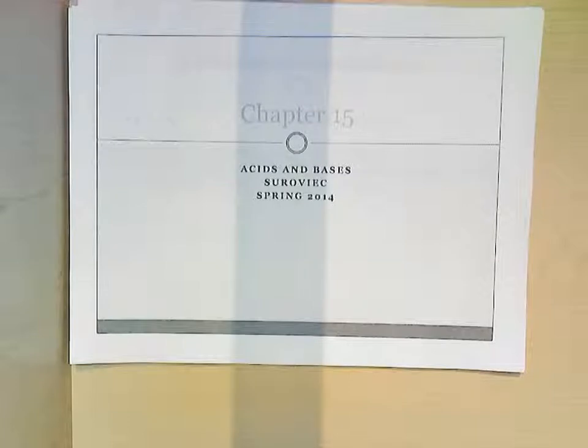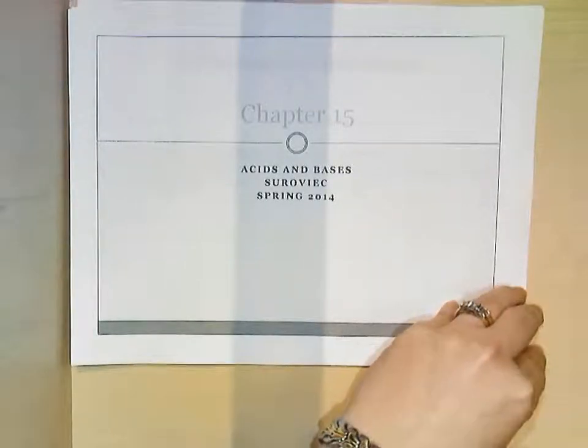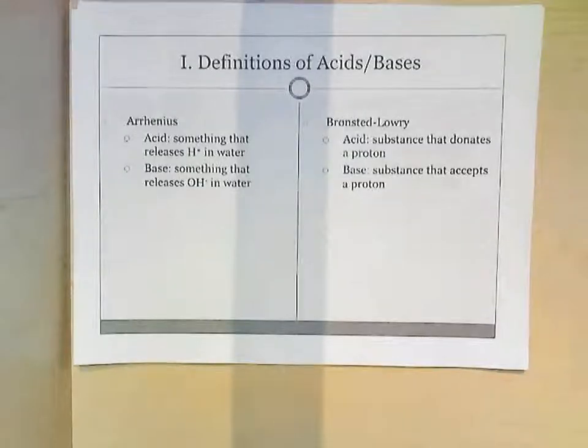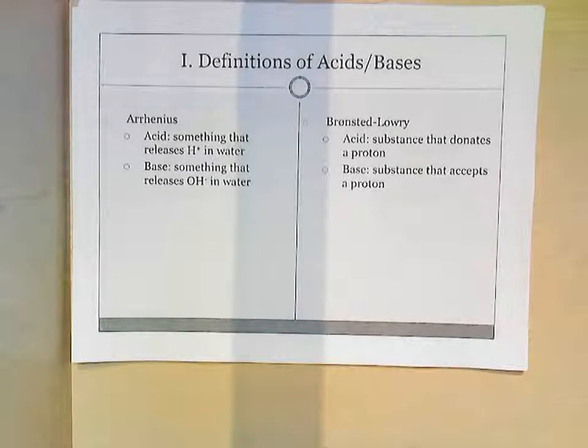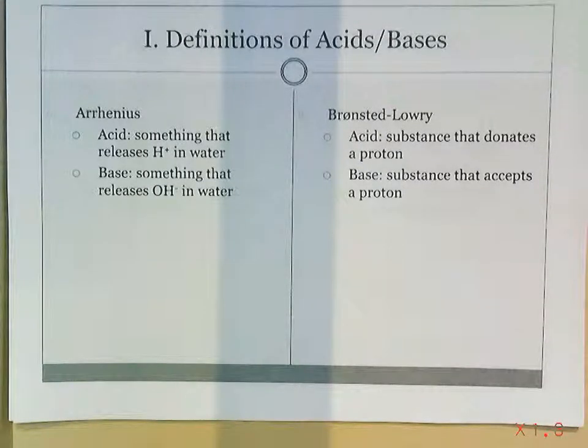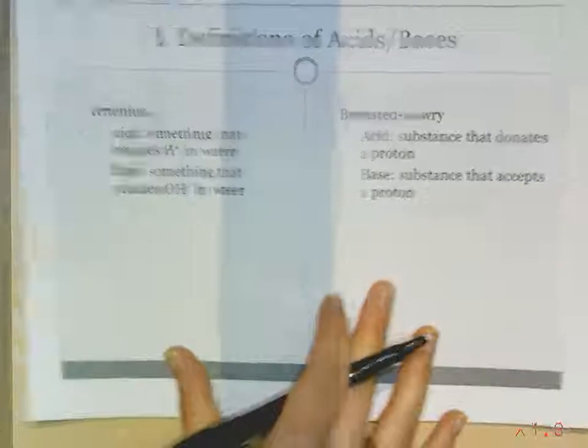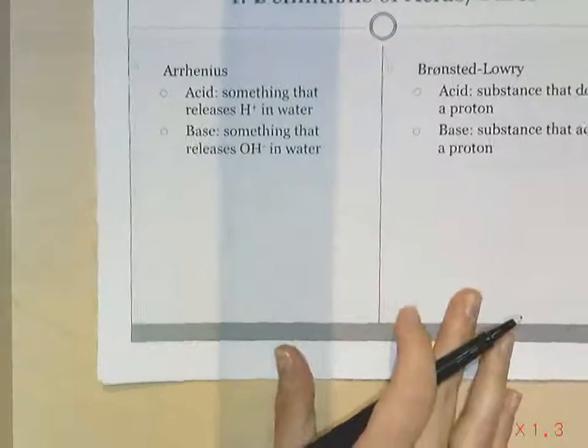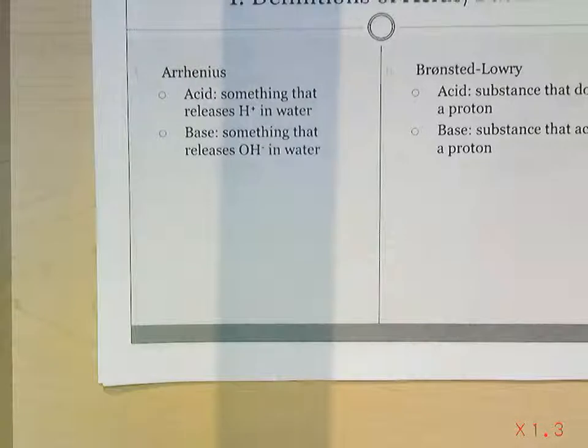All right, let's then apply all of that stuff about K's to systems. Just as a refresher, we have some definitions of acids and bases, and there's two different categories that we can put them into. This is the more common one, probably the one you're familiar with, the Arrhenius definition of acids and bases.